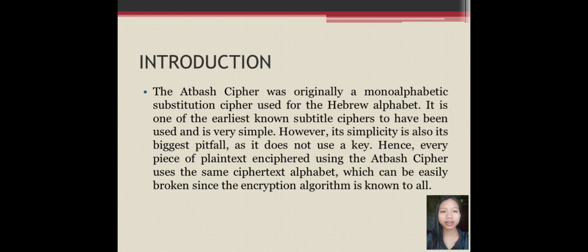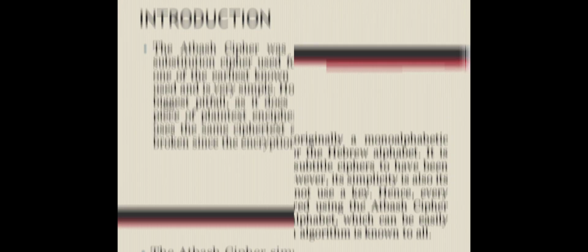The Atbash cipher was originally a monoalphabetic substitution cipher used for the Hebrew alphabet. It is one of the earliest known substitution ciphers to have been used and is very simple. However, its simplicity is also its biggest pitfall, as it does not use a key. Hence, every piece of plaintext enciphered using the Atbash cipher uses the same ciphertext alphabet, which can be easily broken since the encryption algorithm is known to all.